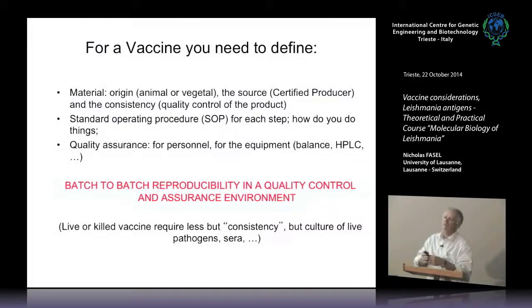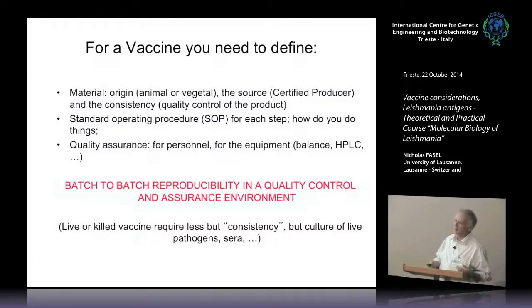So really, if you want to go ahead with your antigens or any kind of system and you really push it, you need assistance to do that. Probably there are a lot of CROs, clinical companies who can help you to develop and set up your system. For live or killed vaccine, you require less in terms of operating procedures. But the problem you could have is the culture of your parasite, for example. And it's not trivial. And also the definition of the serum.